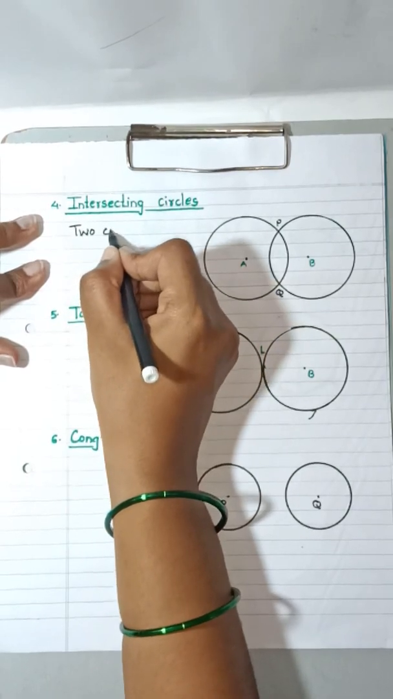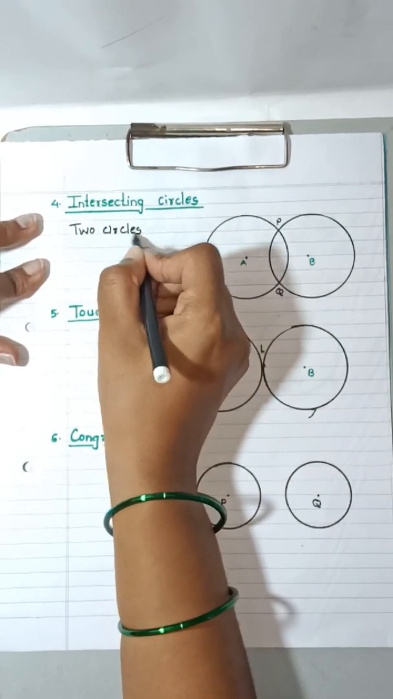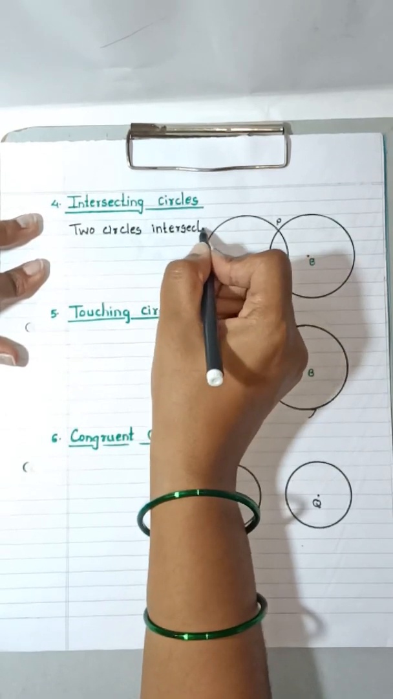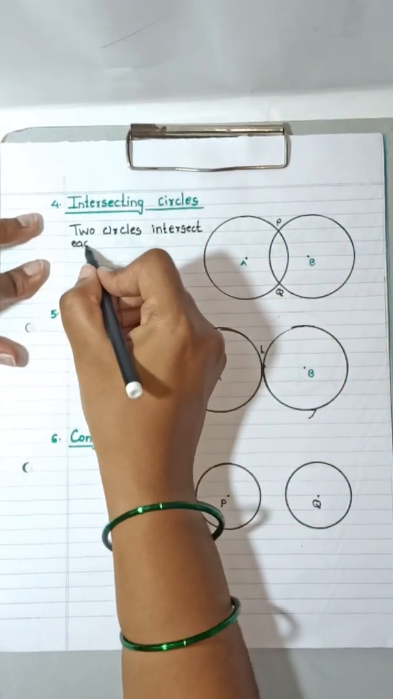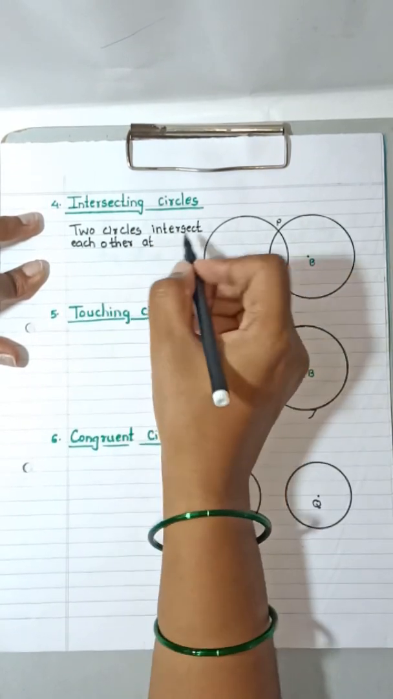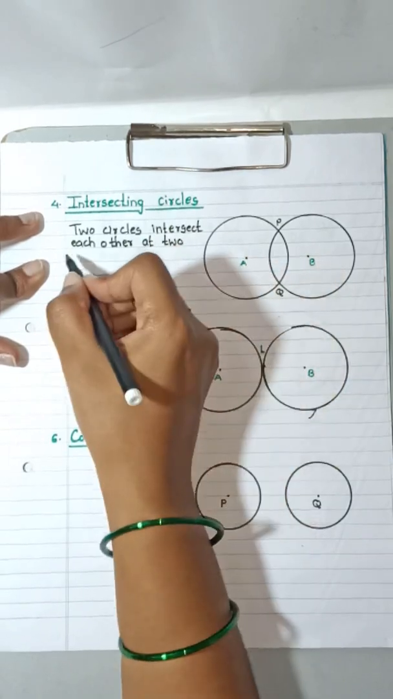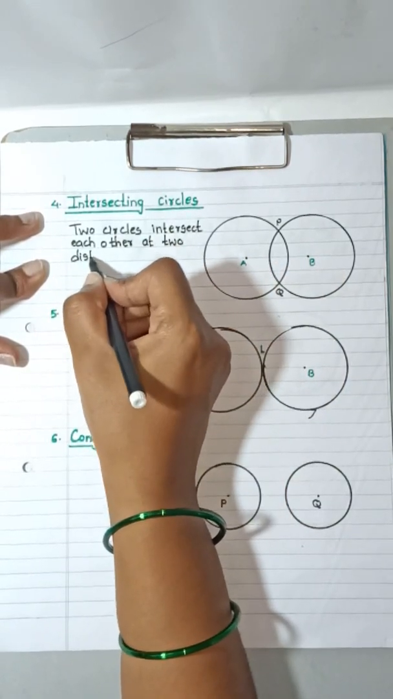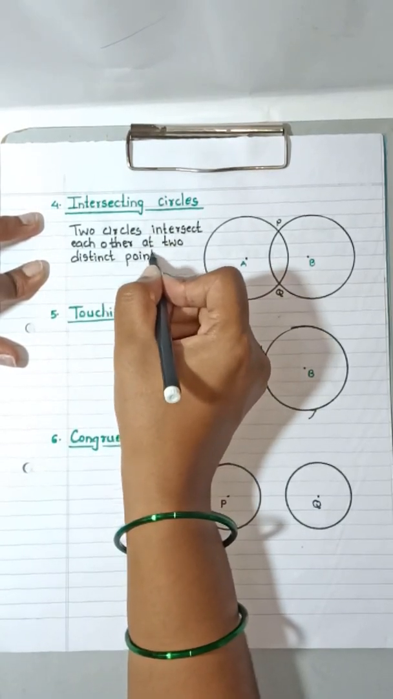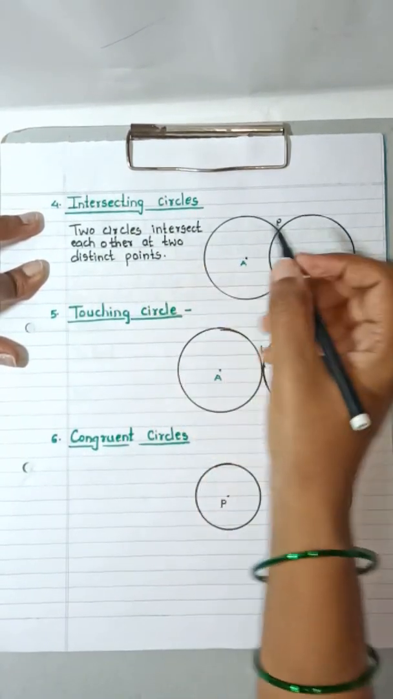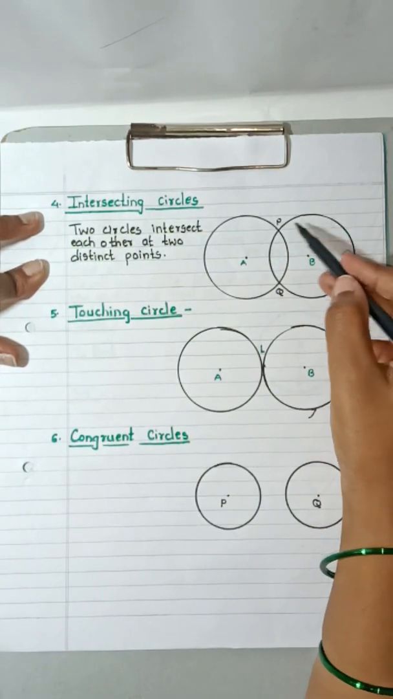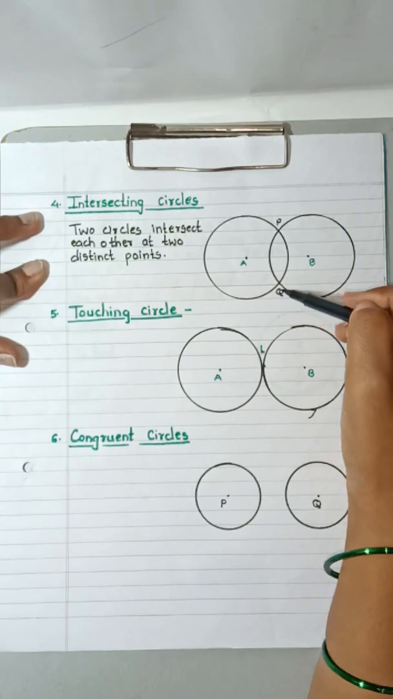Two circles intersect each other at two distinct points. As you can see in the figure over here, the circle with center A and the circle with center B are intersecting each other at points P and Q.